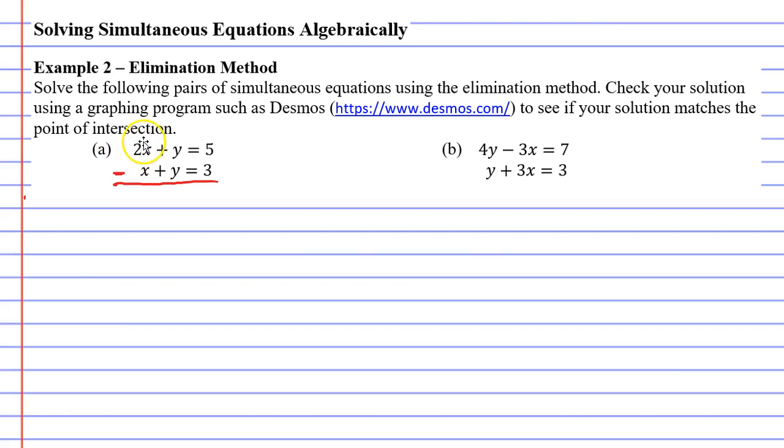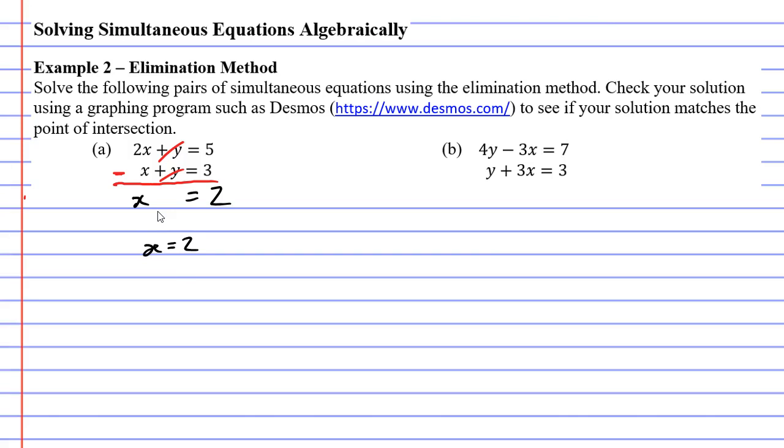We're going to go 2x minus x. Well, what's 2x minus x? Well, it's x. And then we're going to go, what is y minus y? Well, y minus y is 0, which basically means that the y's are going to cancel out. The equal sign stays there. And then we go, what's 5 minus 3? And this comes out to 2. And this has worked really well. We've already found x. x equals 2.